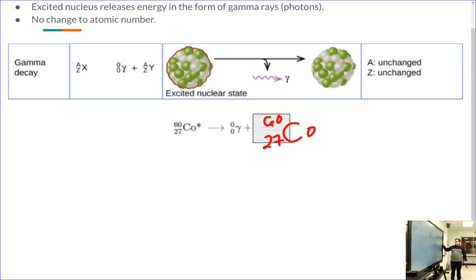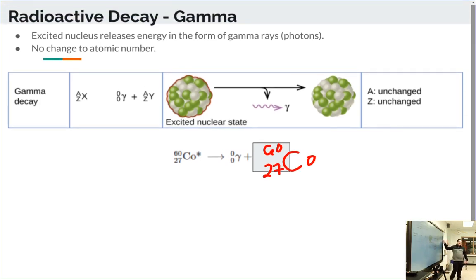The only difference is if something is unstable to where it wants to release gamma radiation, it'll go from an excited state to a very stable state and only release that energy.